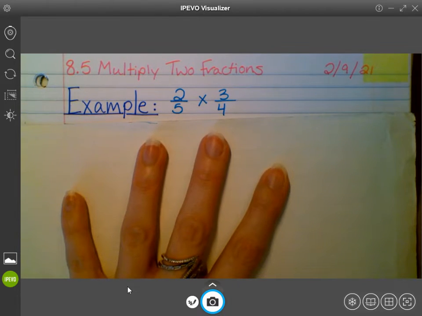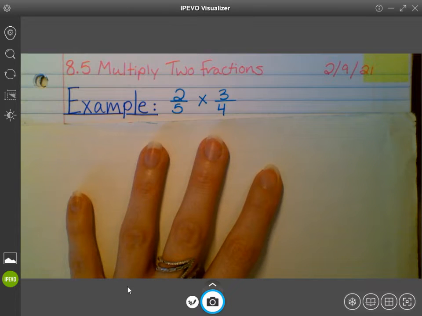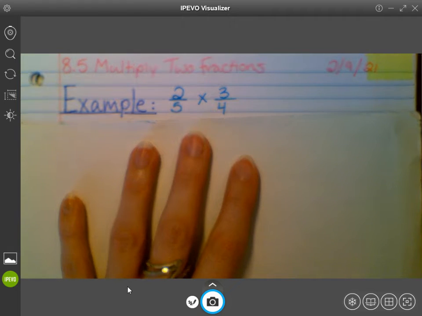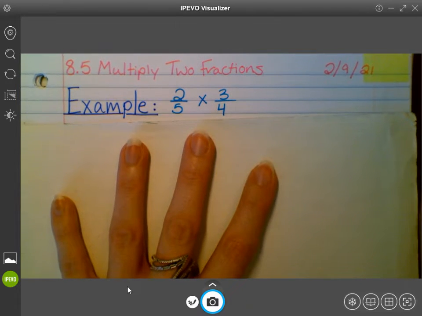And I know some of you may want to work ahead, but remember, the better notes we take, the better we do with our skills and fractions. So, follow along with my notes. Even if you think you know how to do this, follow along with my notes. So example, 2/5 times 3/4.